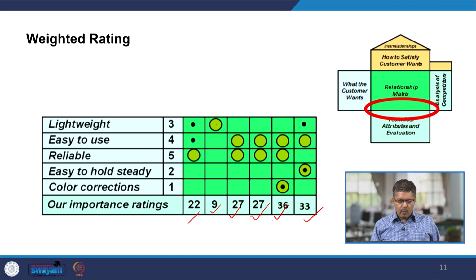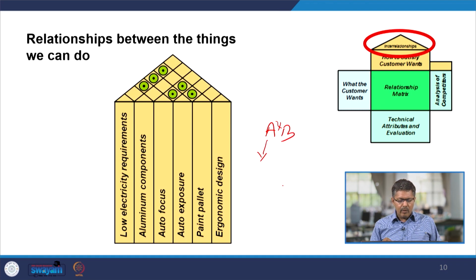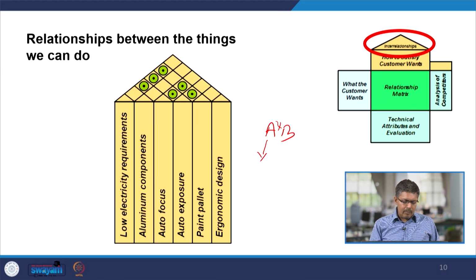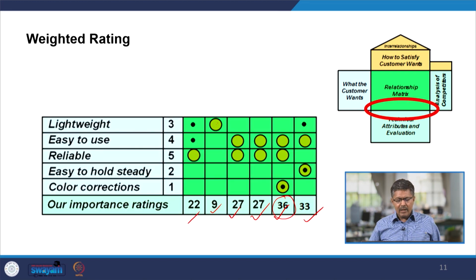If you see score wise, 36 is the most important. So, what is it? Let us see. If you look at the 3 points: easy to use, reliable and color corrections. In terms of the camera, people feel these 3 are some of the most important ones. And in terms of the technical requirement, what is this? Paint palette. This technical requirement has to be given high consideration.